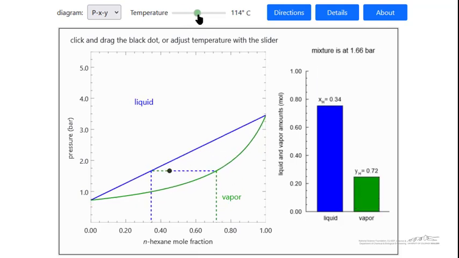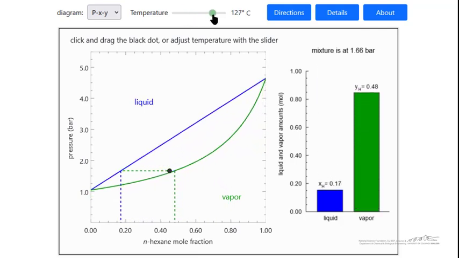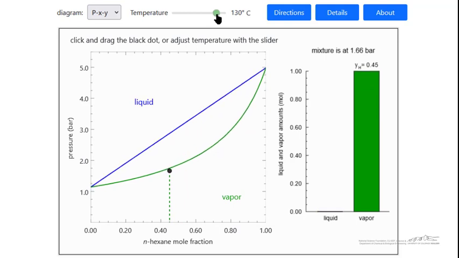Now, if I continue to raise the temperature, keeping the mole fraction constant, right around here, temperature 130 degrees C, that would be the dew temperature at a pressure of 1.66 bar. So a couple of different ways we can look at this.